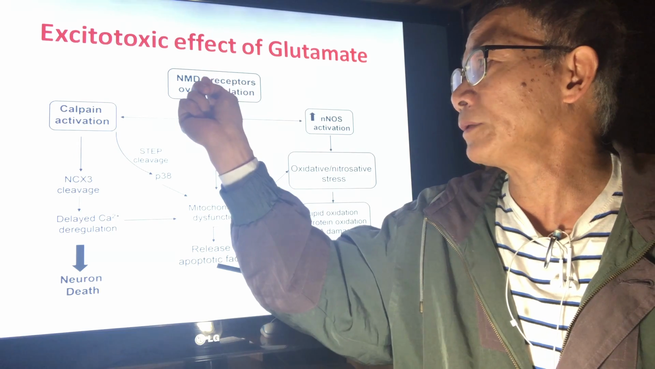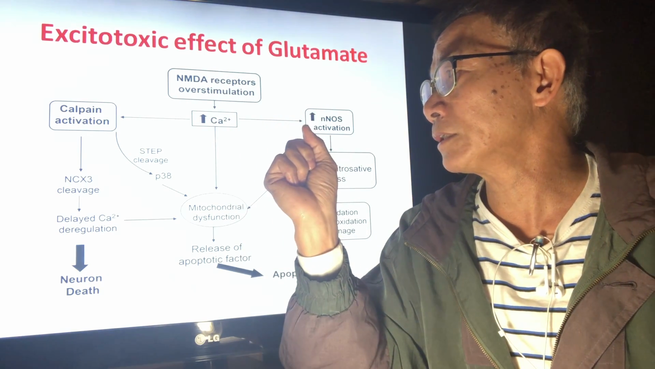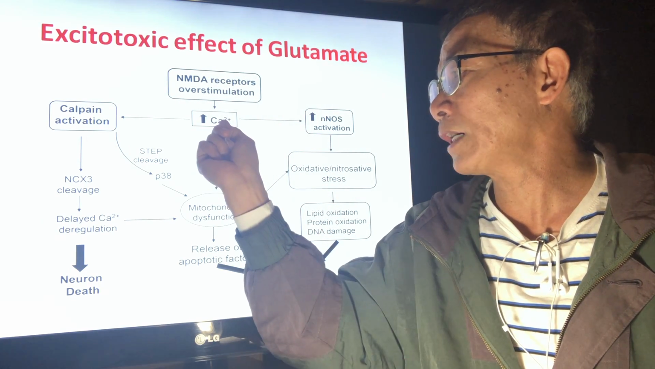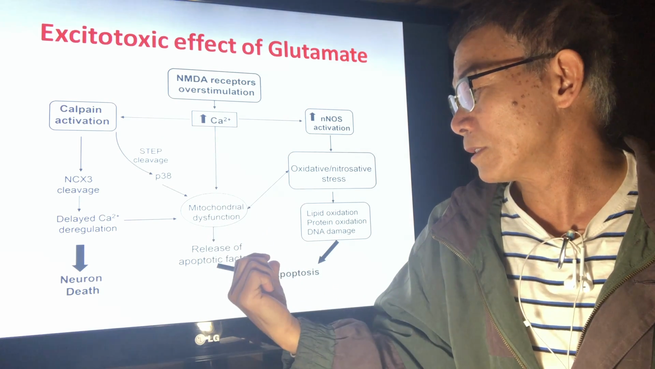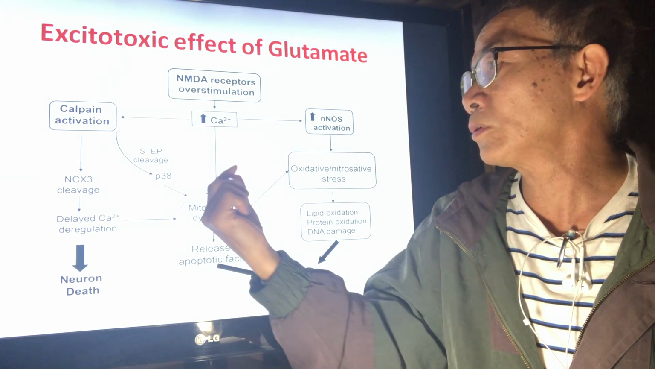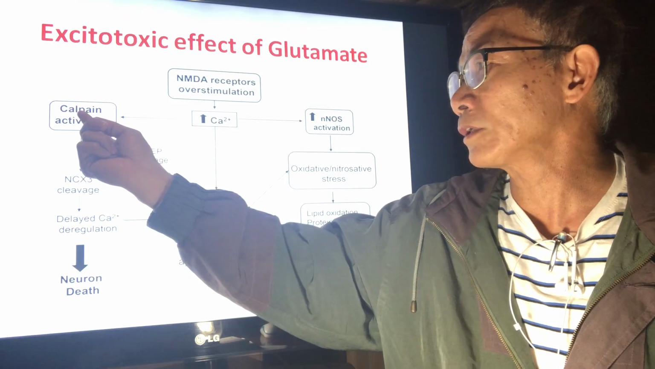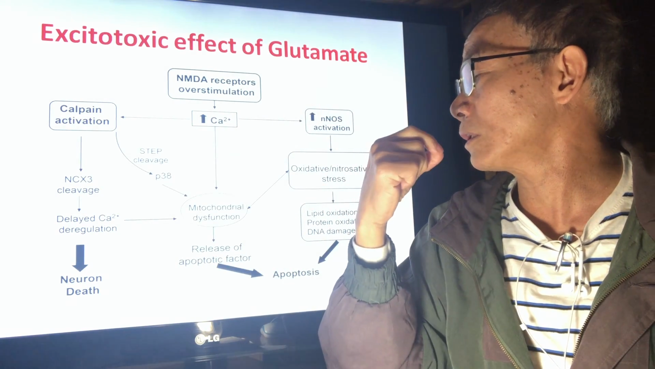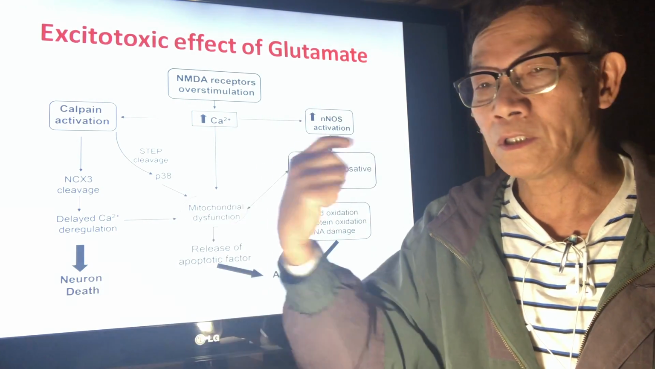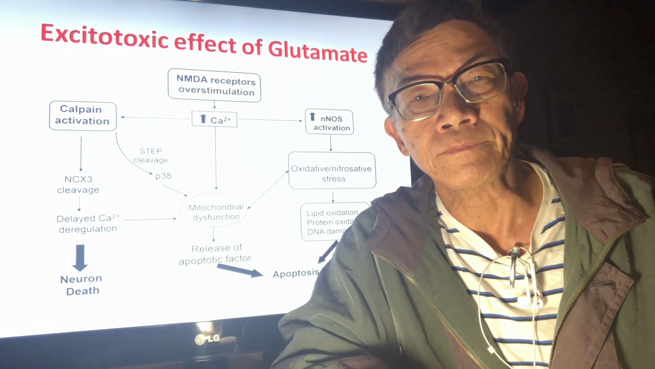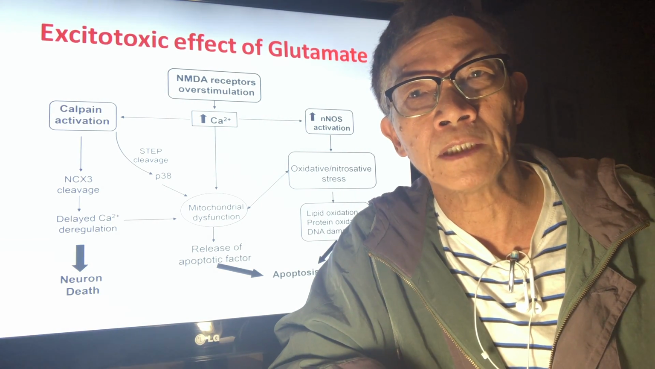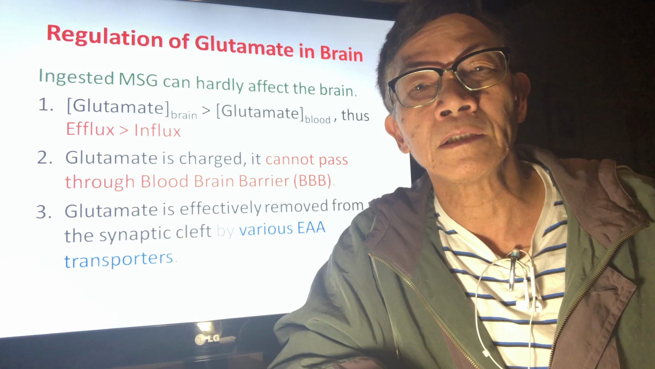If the NMDA receptor is overstimulated, the increase of calcium ion itself will cause cell death. It also activates calpain and increases nitric oxide and causes the death of the neurons. So it's important to regulate the glutamate in the brain.